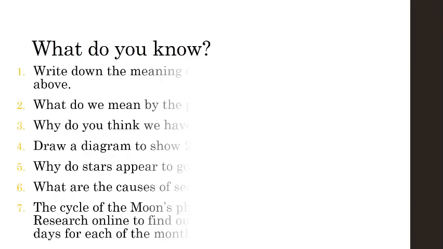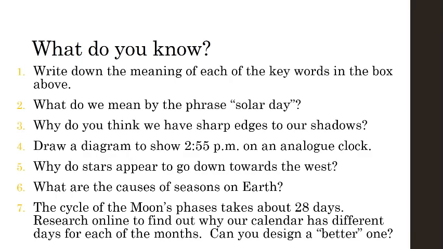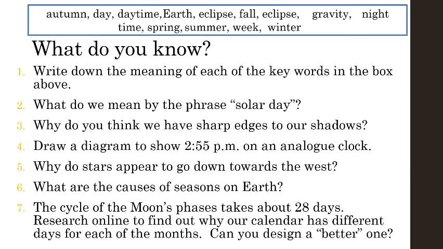So what do you know? Write down the meaning of each of the key words in the box above. What do we mean by the phrase solar day? Why do you think we have sharp edges to our shadows? Draw a diagram to show 2:55 p.m. on an analogue clock. Why do stars appear to go down towards the west?